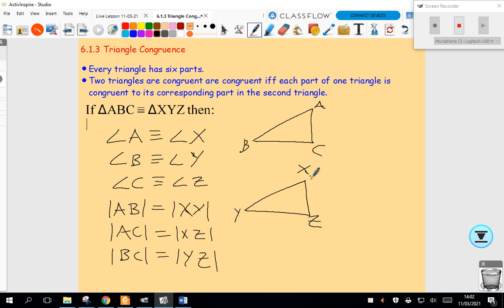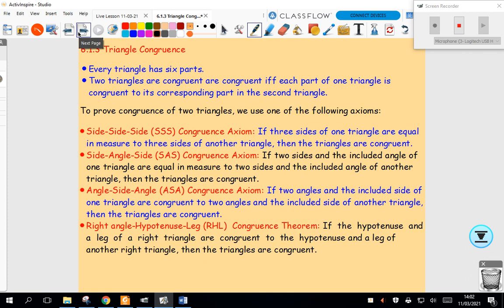So each part from this triangle would have to be exactly identical to its corresponding part in the other triangle. That's what we mean. To prove triangle congruence, we use one of the following 4 axioms. An axiom is a statement that we assume to be true without any proof required. It's usually something that's really obvious. A theorem is a statement that has been proven using some kind of mathematical proof.